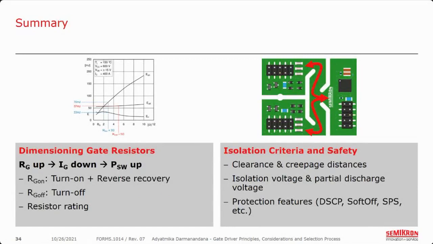For the gate resistors, generally, a higher RG limits the current flow through the gate, which results in higher switching loss. In selecting the RG on, you need to consider the turn-on and the reverse recovery current as shown here. And for the RG off, you only need to mind the turn-off loss. The isolation is secured with the clearance and creepage distances, where the isolation voltage tells us about the strength of the isolation, and the partial discharge voltage gives us information about the condition or the quality of the insulation.